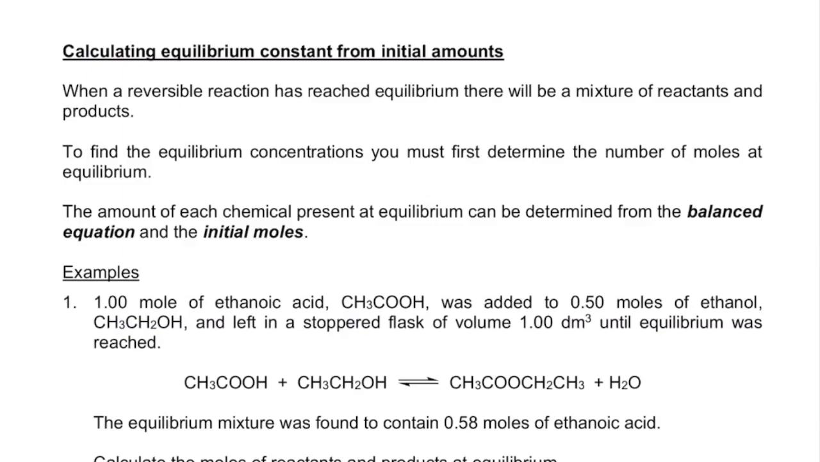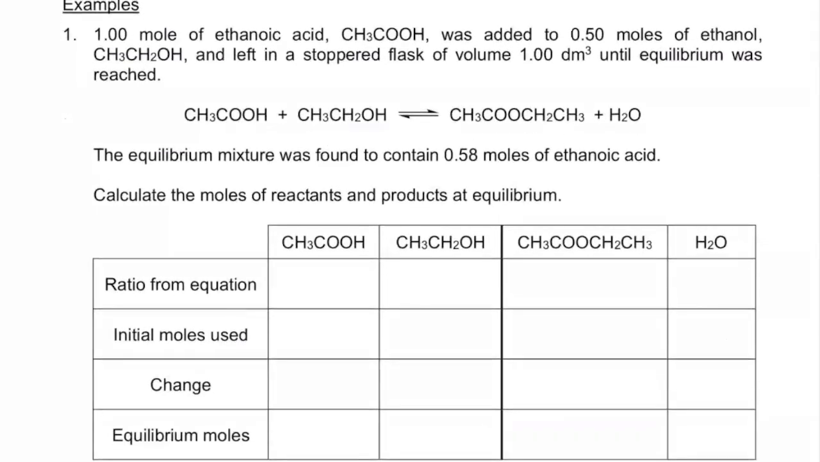So we've got an example here. I'm just going to scroll to the example. We've got 1 mole of ethanoic acid mixed with half a mole of ethanol and left in a stoppered flask of volume 1 decimetre cubed. All that information is going to be important, as is the amount at equilibrium. So we've got at equilibrium, the mixture was found to have 0.58 moles of ethanoic acid. But at the start, there was 1 mole of ethanoic acid and half a mole of ethanol and a volume of 1. All of this is important information.